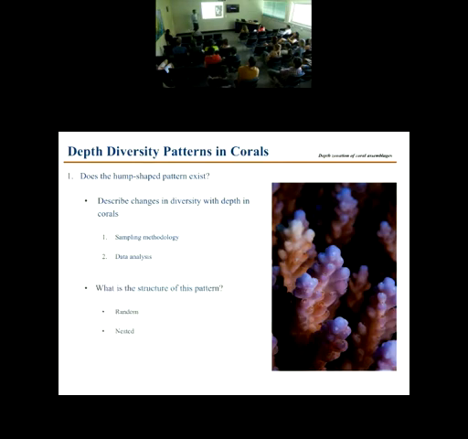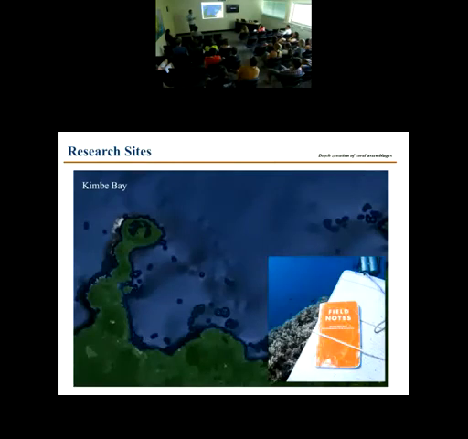After that, I'm going to look at the structure of this pattern, whether this is a random pattern or a nested pattern. There are a whole number of ways that an assemblage can be structured within this nestedness, so I'll look at that a bit later on. For my study site, I'll be going to Kimbe Bay in Papua New Guinea for a couple of reasons. First of all, it's got a really nice depth profile, so I can get a really nice sample range all the way within the bay.